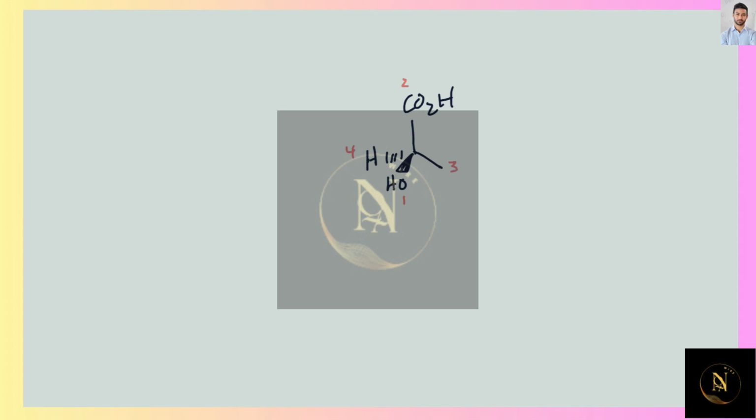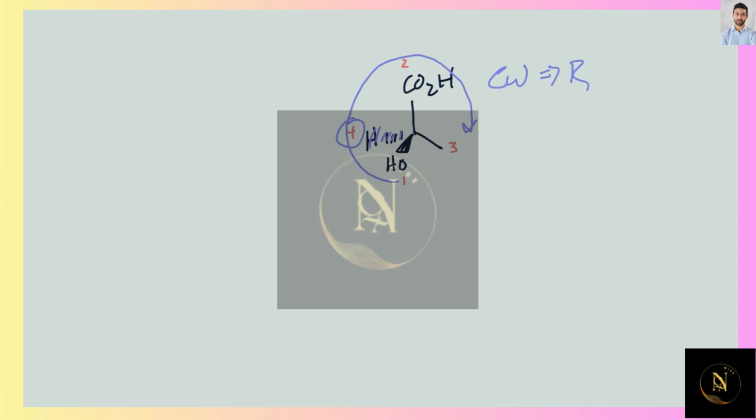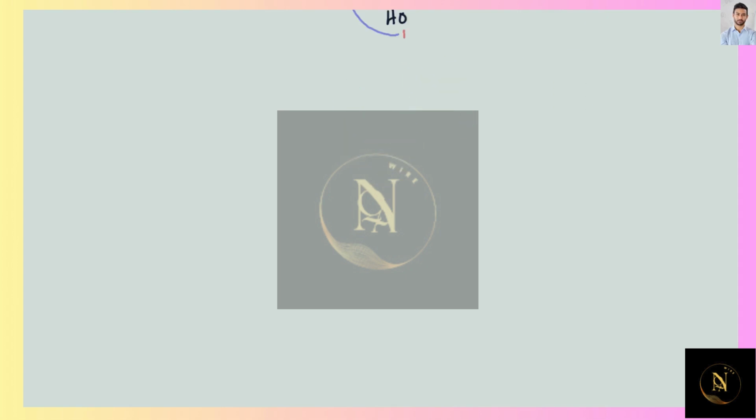At this point, we simply connect the highest to the second highest to the third highest with a line or circle, and then determine whether that is clockwise or counterclockwise. In this case, that is clockwise. If the lowest priority substituent is in the back, clockwise corresponds to R. If the lowest priority substituent is in the front, then clockwise is S. So the first one is R. Let's move on to the next.